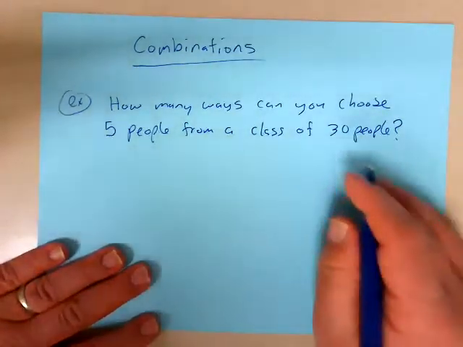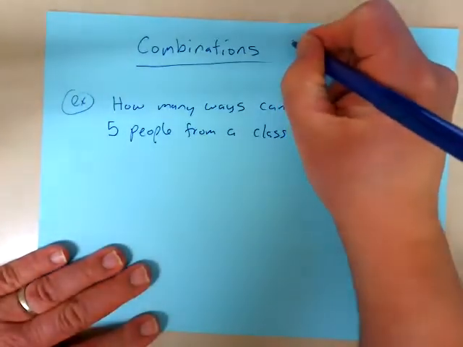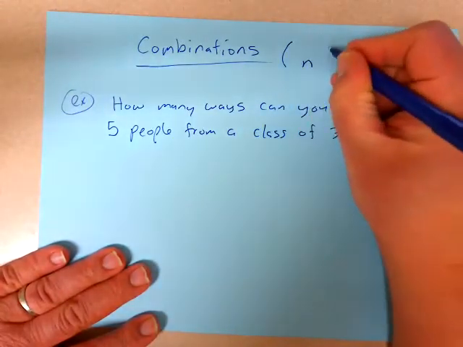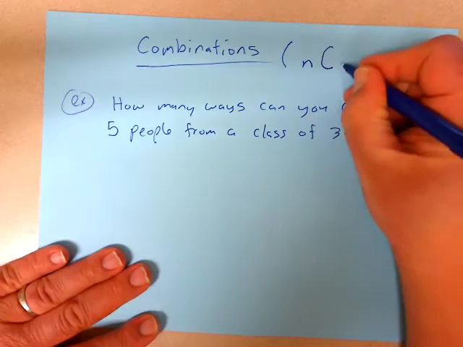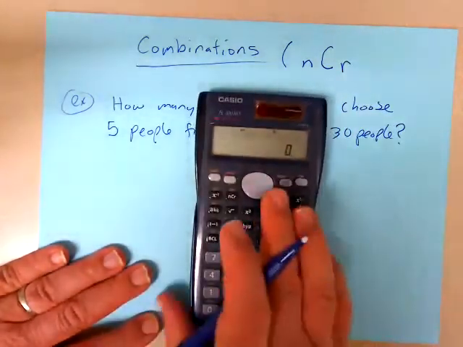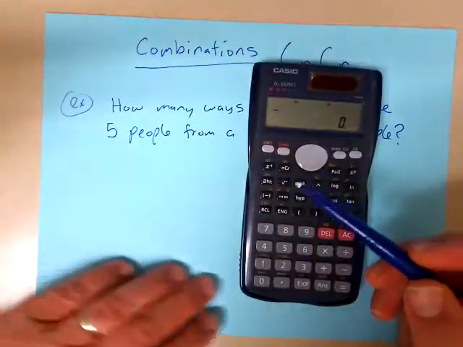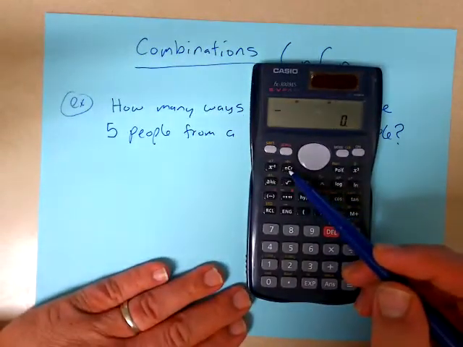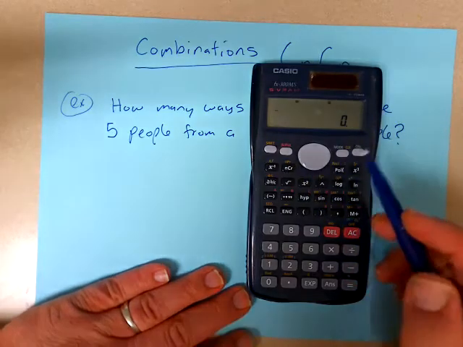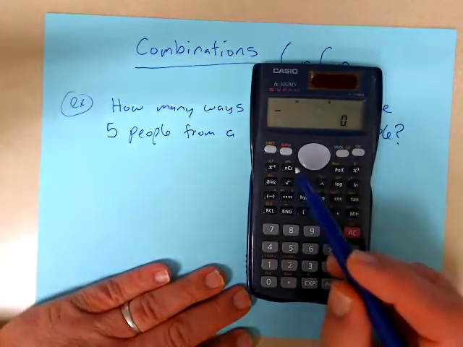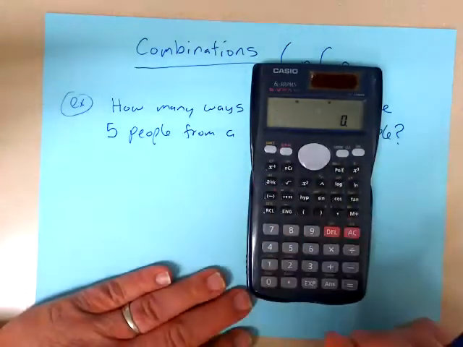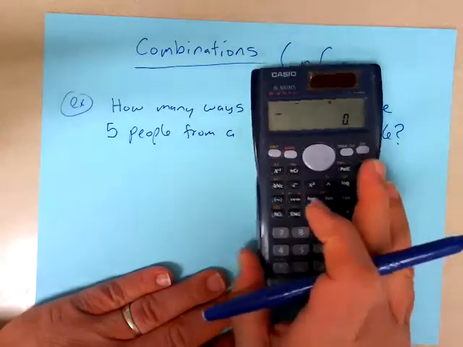Okay, so a combination is sometimes denoted as N choose R, NCR. And in fact, I don't know if you can see it on my calculator, but I actually have a button that says NCR. So one nice thing about this calculator is that the combination button is actually a button that you push. You don't even have to press second or anything. It is right there on the calculator.